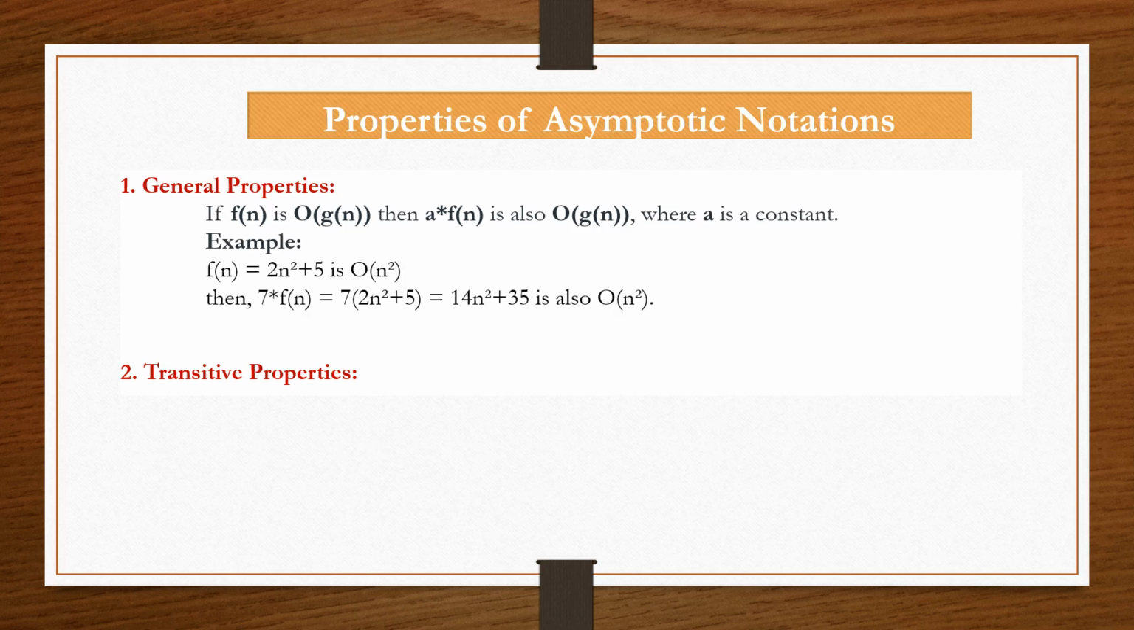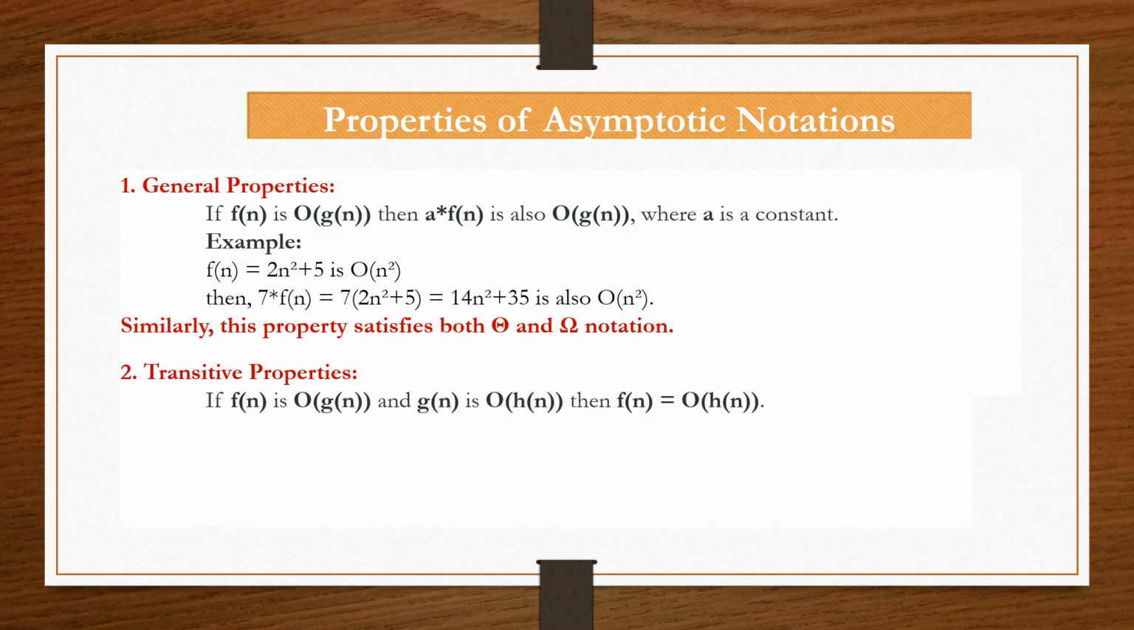Here is an example for that. You have a function f of n represented as 2n square plus 5, and g of n is n square. If you apply values for a in this function, 7 into f of n is equal to 7 into the function, which is given as this, which also satisfies order of n square. We all know what formula should be met for satisfying this big O. So this is the general property. Similarly, the same general property will hold for both big theta and big omega as well.